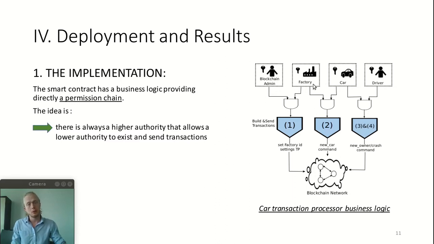The factory, once it has been added into the blockchain, will be allowed to create a transaction to create a new car in the blockchain network. And once the car has been added into the blockchain state, the car is able to send valid transactions along with the driver identity to the blockchain network.